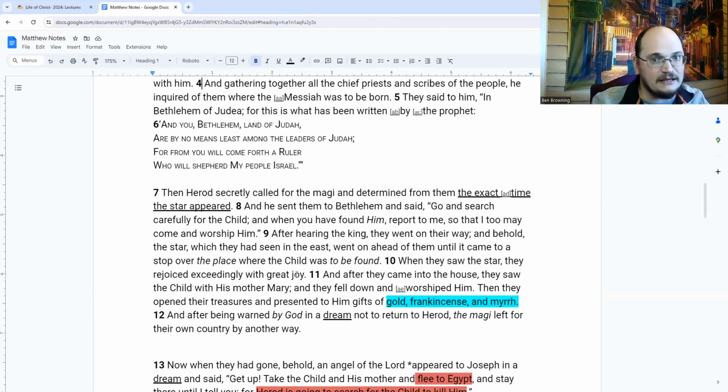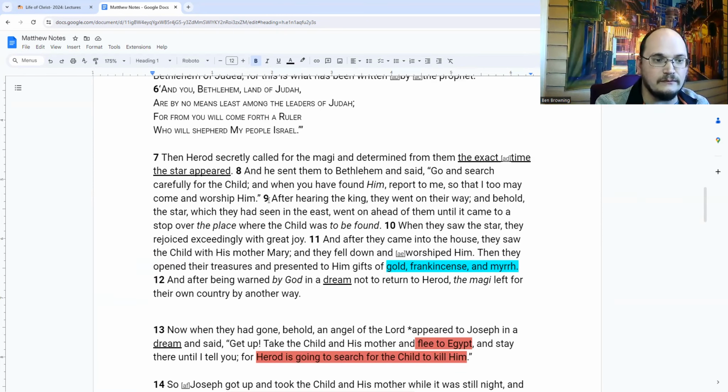It doesn't say they went to Bethlehem. It says they followed the star and they ended up where he was. Now, if we look further, we see, then they saw the star, they rejoiced exceedingly. And after they came to the house, they saw the child with his mother, Mary. So now he's in a house.